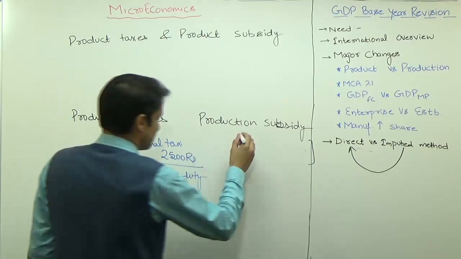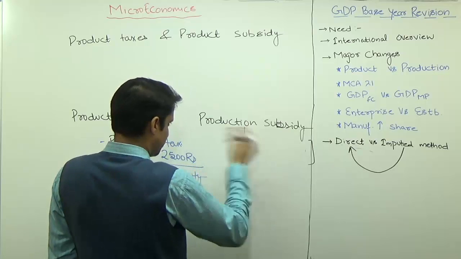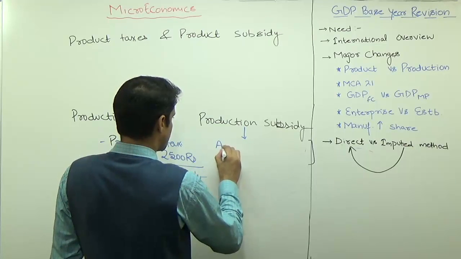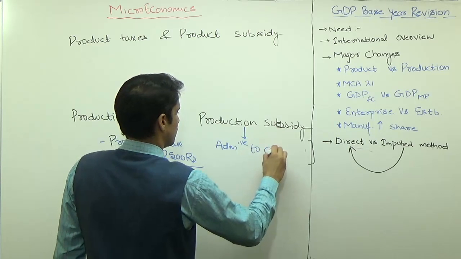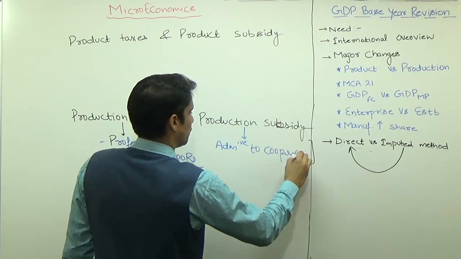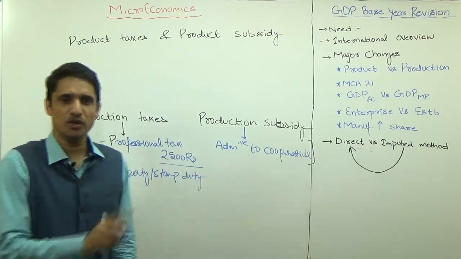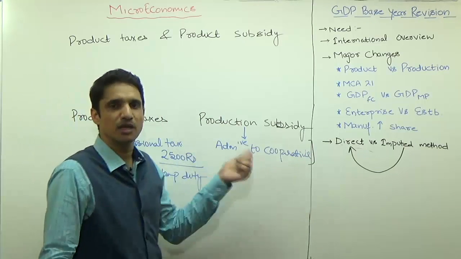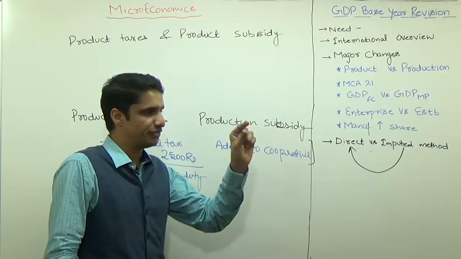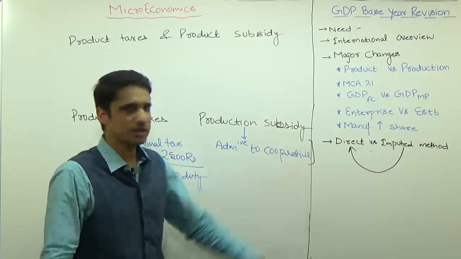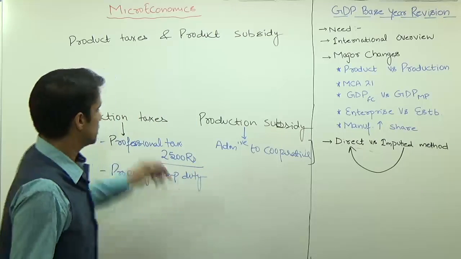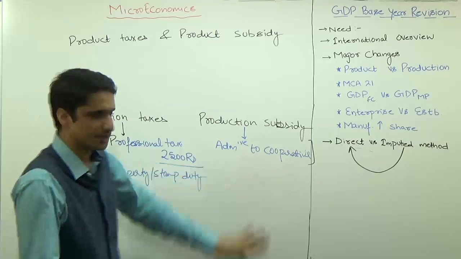Similarly, in case of production subsidy, the union government is giving some subsidy, some administrative subsidy to cooperatives. So whatever will be the output of this cooperative is not going to decide the value of this subsidy. If you are a cooperative, you will get a fixed amount of subsidy from the government. So this is what the production subsidy means, and this is what the production taxes means.